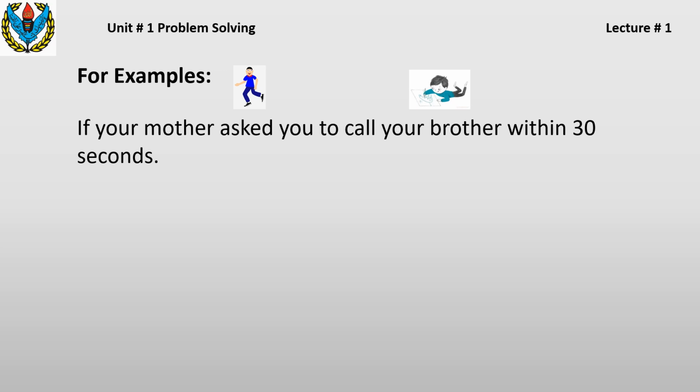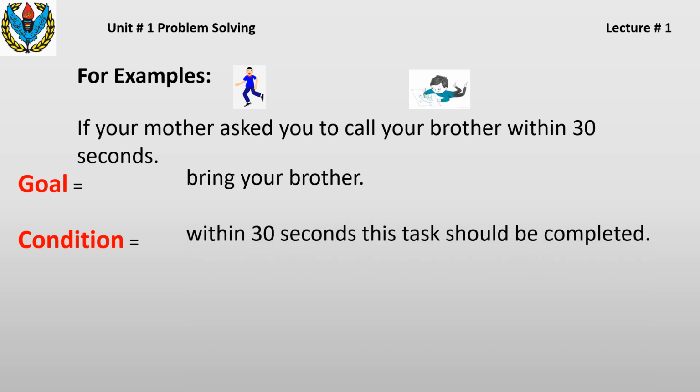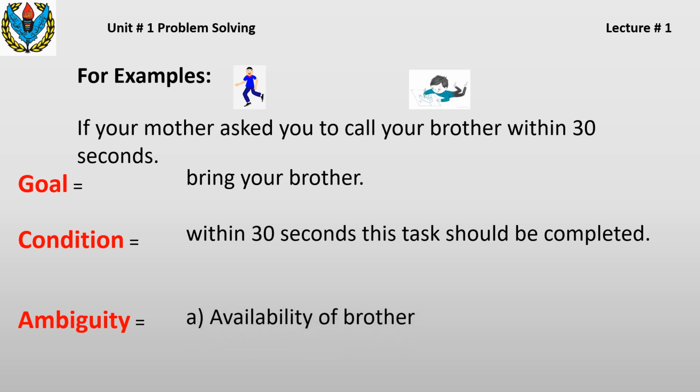In this situation or problem, first you have to find the goal or aim. And it is clear that the goal is to bring your brother. Now students, according to the definition, the condition is very clear that you will have to do this task within 30 seconds. In the third point, there are two possibilities. The first possibility is the availability of the brother.